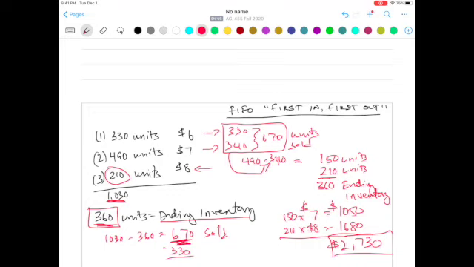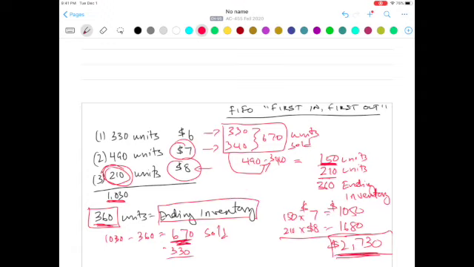Now, remember, 2,730 is comprised of 210 units at the $8 price point, and then 150 units at the $7 price point. So notice, we are taking the various units that we purchased and we are systematically working through saying, okay, which ones are we going to assume are sold first? Those are the ones that are going to be part of our cost of goods sold. The remaining units that we haven't yet sold, those are going to be part of our ending inventory. And this is how we get to this answer.